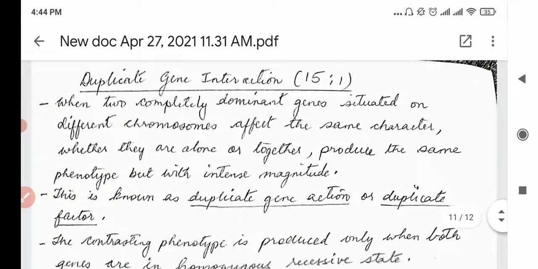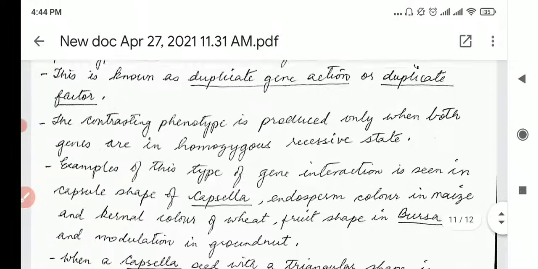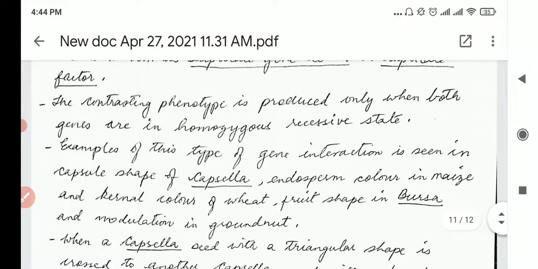Then the last one, which is the duplicate gene interaction. This is the easiest one. They are both dominant genes, and they are non-allelic, so they are present on different chromosomes. They perform the same job, whether alone or together. The only different phenotype we'll observe is when they are all in the recessive state.